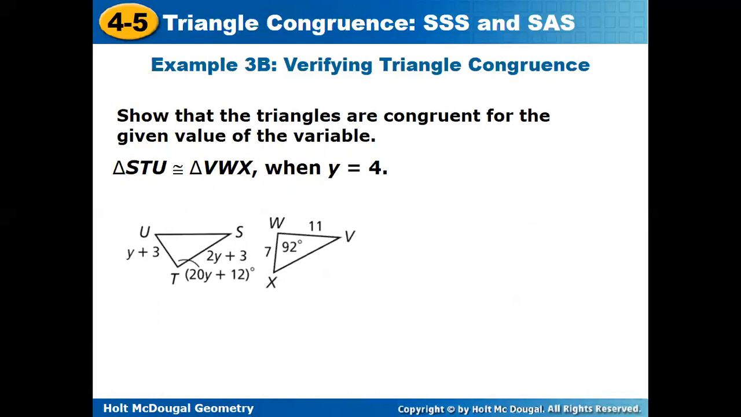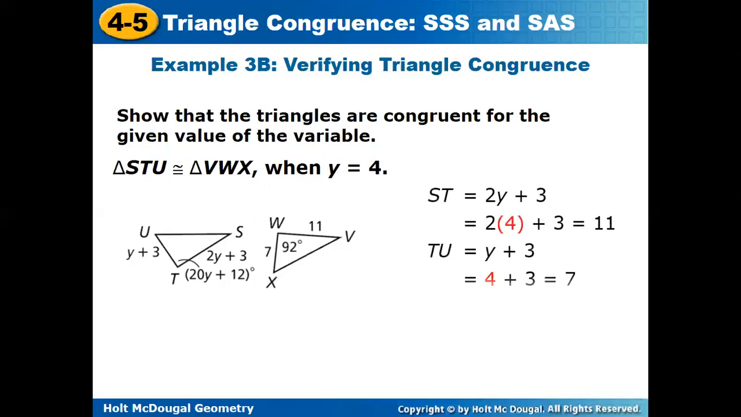Show that the triangles are congruent for the given value of the variable. Triangle STU is congruent to triangle VWX when y equals 4. What will we do? We have triangle STU. We want to substitute the value of y in the two sides and in the angle to prove that the two triangles are congruent. ST is 2y plus 3. Then we'll substitute the value of y. The value of y here is 4, so it will be 11. So ST equals 11.